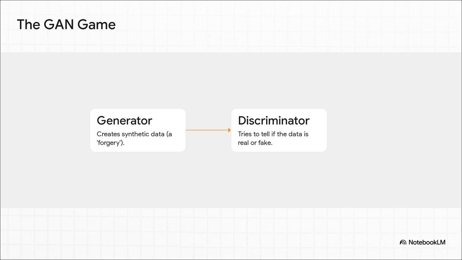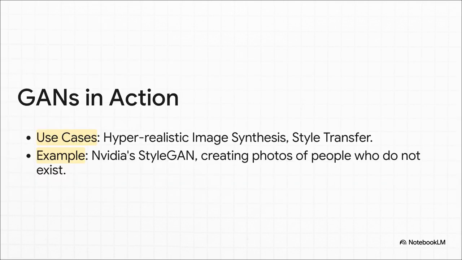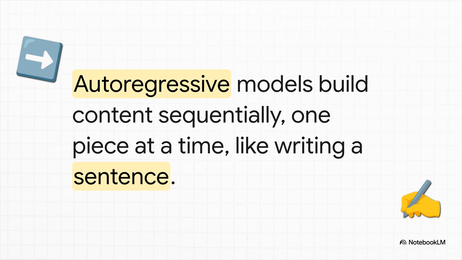Every time the detective spots a fake, the forger has to get better. This game goes back and forth, pushing the forger to create fakes so convincing that the detective just can't tell the difference anymore. And the result of this constant competition? Some of the most stunningly realistic images we've ever seen from an AI. The classic example is Nvidia's StyleGAN. You've probably seen its work. It creates these incredibly photorealistic portraits of people who are completely fictional. They've never existed.